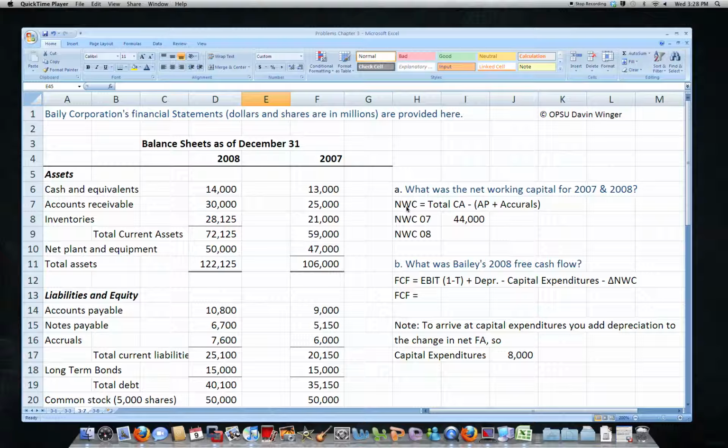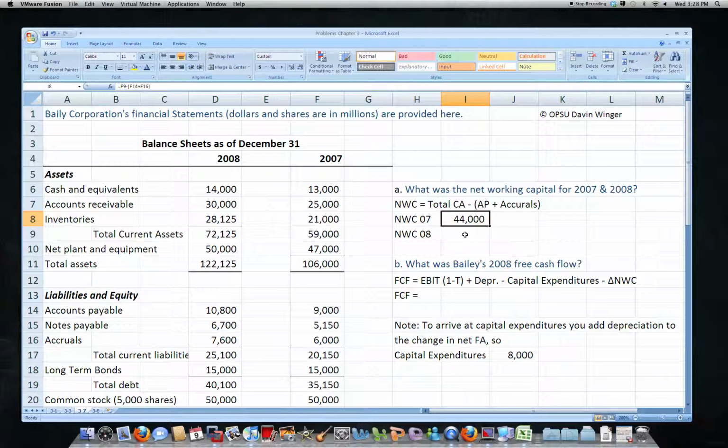So the formula for the net working capital equals total current assets minus accounts payable plus accruals. So for our net working capital for 07, we can look at our formula here. It's F9, that's our total current assets, minus our accounts payable plus our accruals.